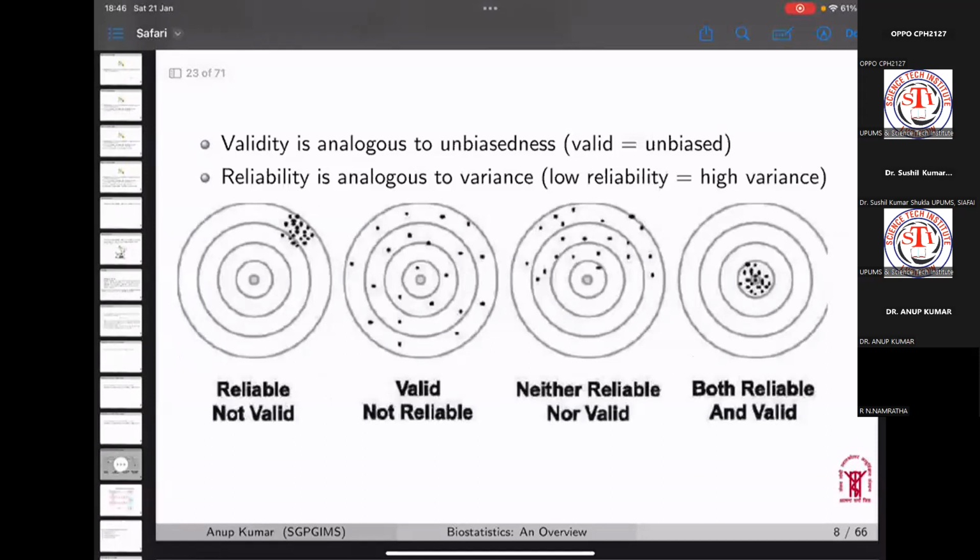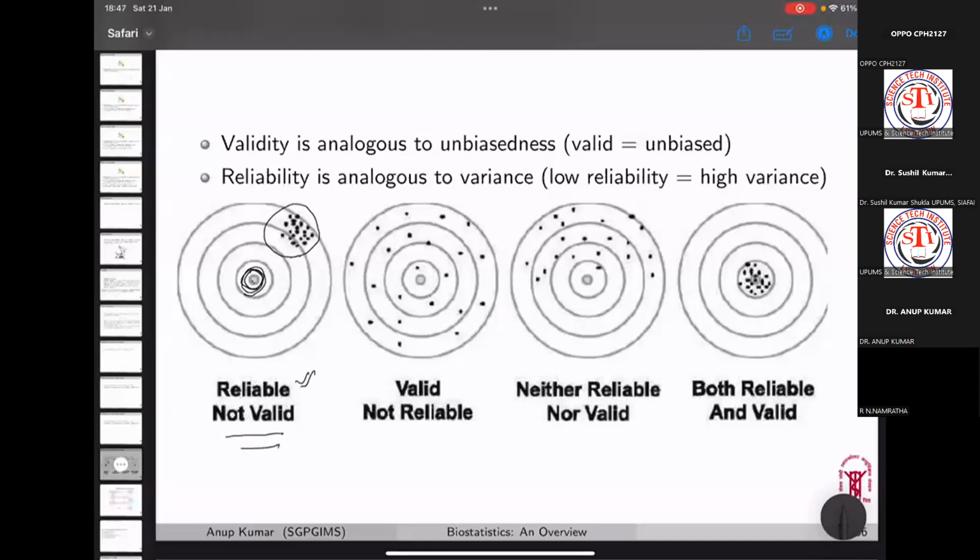I want to share this particular slide with you. This is what we want to measure. The reality is here. But the way by which we are measuring, it is measuring the same thing here. So this particular measurement is reliable, because in whatever lab you get it measured, the values are going to come very close to each other, but this is not valid.